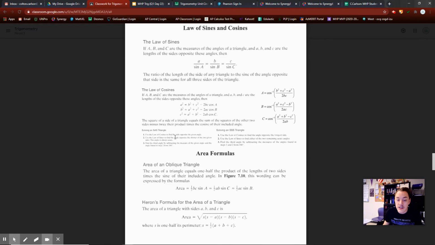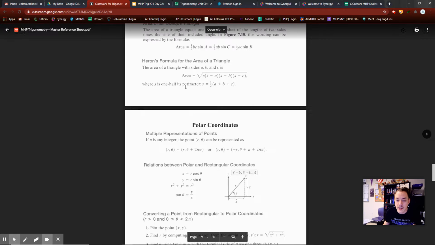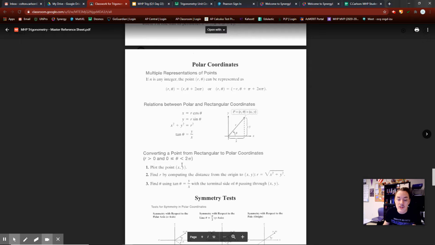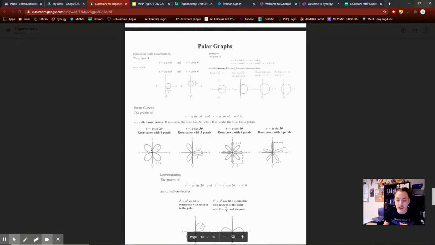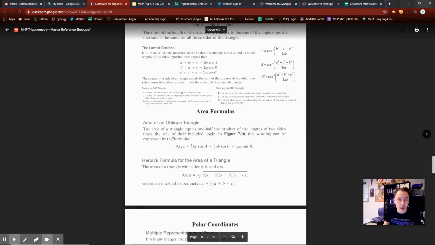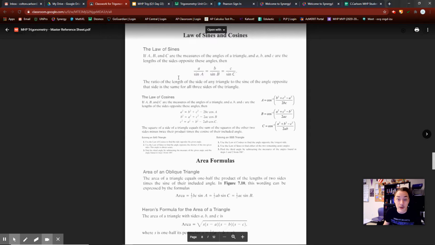And then we're going to get into the later portion of this unit. We're going to get into what we call the law of sines, area formulas, and then this starts unit 7, chapter 7, also unit 3. So polar coordinates and so forth, polar graphs and so on. So that's what we're going to be doing for the rest of the quarter.